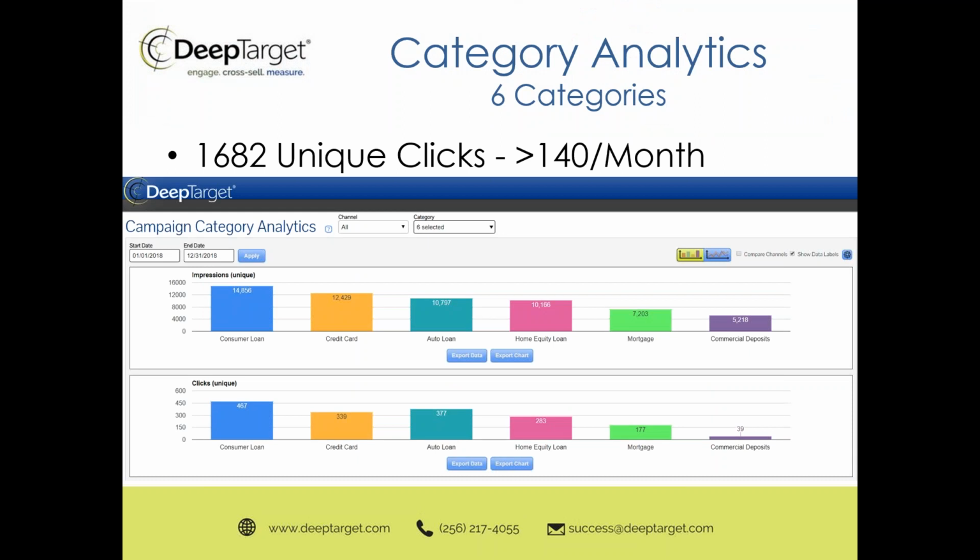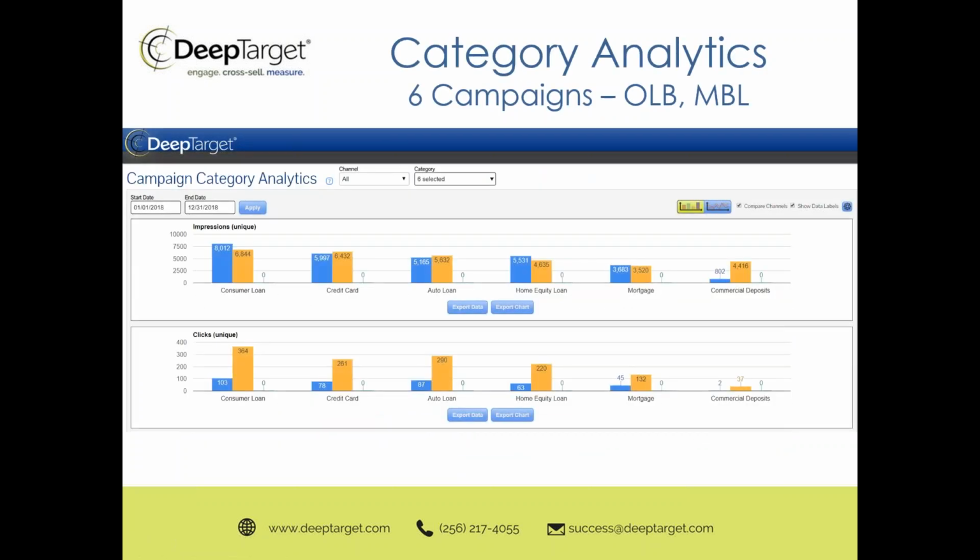So we looked at 6 of their campaign product categories: consumer loan, credit card, auto loan, home equity, mortgage, and commercial deposits. And what we saw for the whole year were a total of almost 1,700 unique clicks, which is a little greater than 140 clicks a month, which is phenomenal results for her. That's great engagement, and a lot of activity for her teams to do follow up with and support.